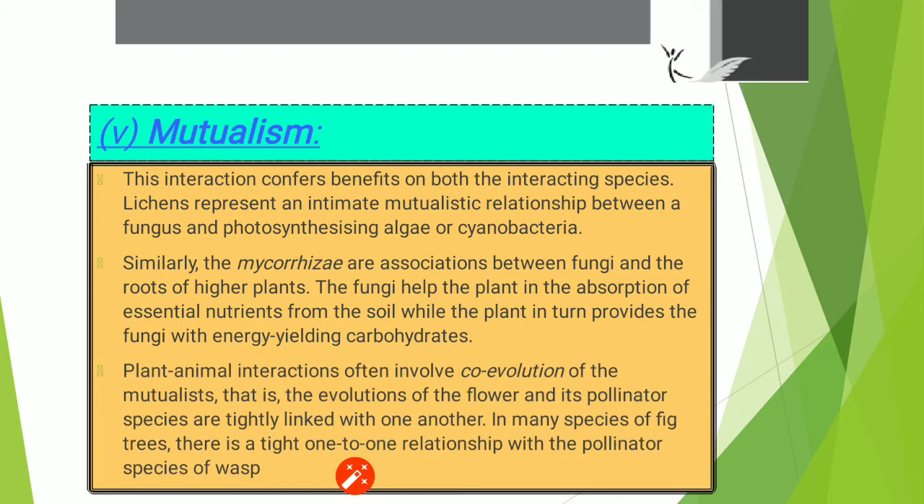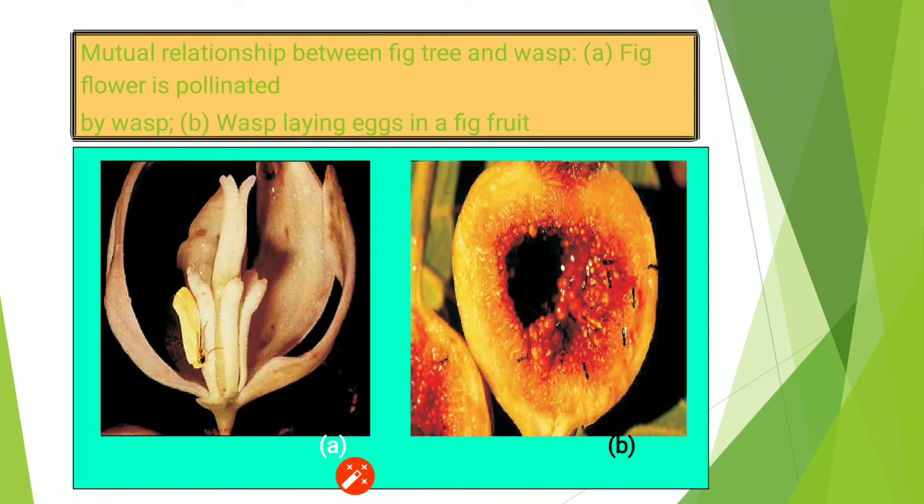Plant-animal interactions often involve co-evolution of the mutualists, that is, the evolution of the flower and its pollinator species are tightly linked with one another. In many species of fig trees, there is a tight one-to-one relationship with the pollinator species of wasp. Mutual relationship between fig tree and wasp: the fig flower is pollinated by the wasp, and the wasp lays eggs in a fig fruit, as visible in the image.